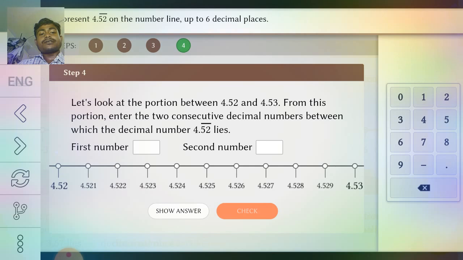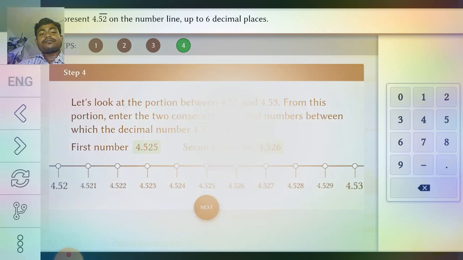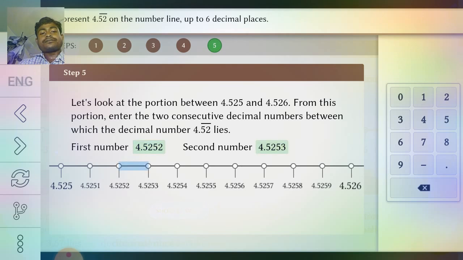First number is 4.525 and second number is 4.526. Step 5. Let's look at the portion between 4.525 and 4.526. From this portion, enter the two consecutive decimal numbers between which the decimal number 4.52 bar lies. The first number is 4.5252 and second number is 4.5253.